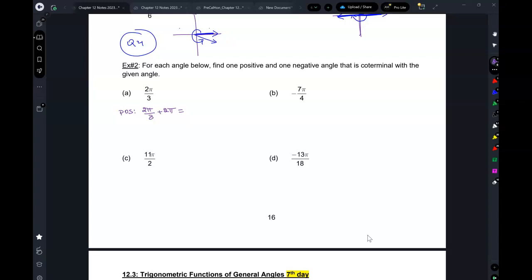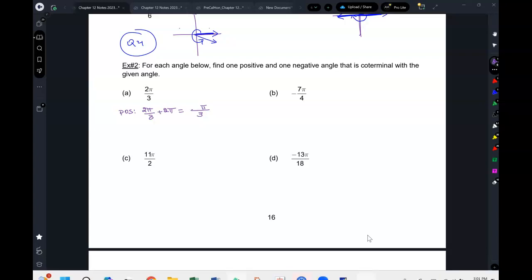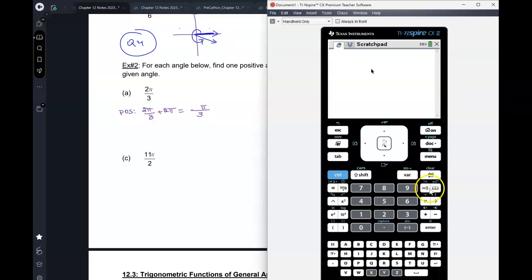So here's how I do this. 2 pi over 3 plus 2 pi. Your answer is going to be something in pi. But guess what else is going to be the same? The denominator here, the 3, is also going to be the same denominator as this. When I set this up, I set it up with my template, and then I put it in my calculator like this. Let me do this, and then I'll take a question.